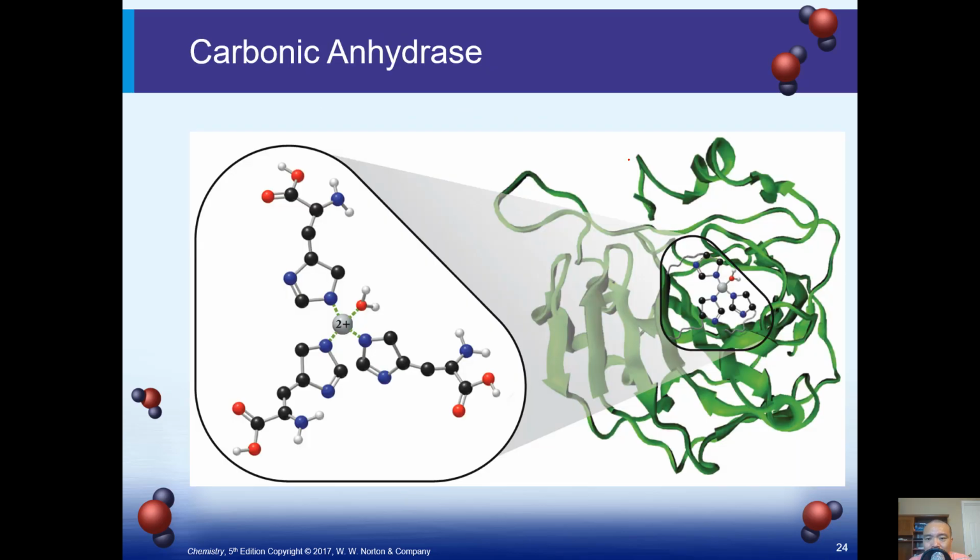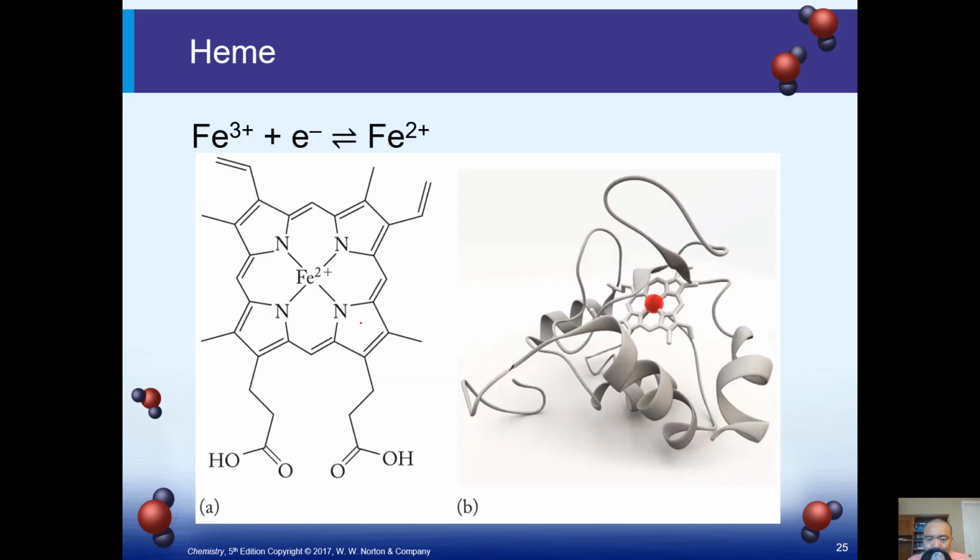This figure shows the location of the zinc cation in the active site of the carbonic anhydrase. That's where zinc is. The zinc cation is complexed with the 3 histidine residues and the 1 water molecule. This is 1 water molecule. That's a histidine residue.